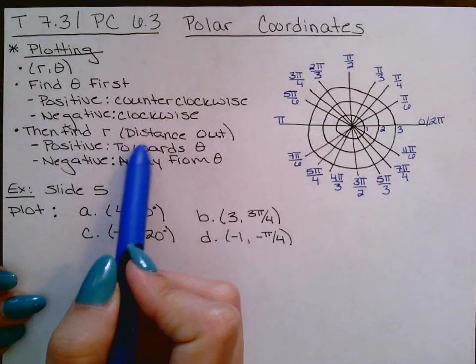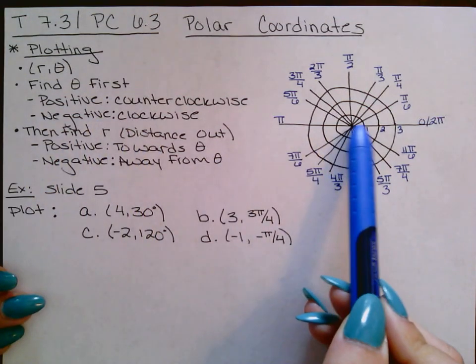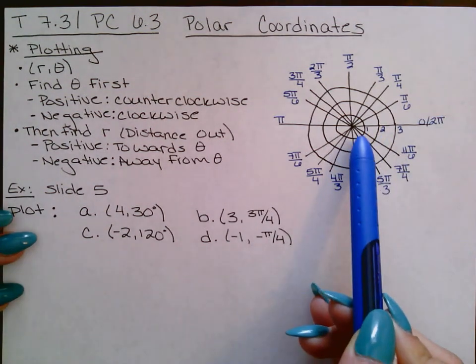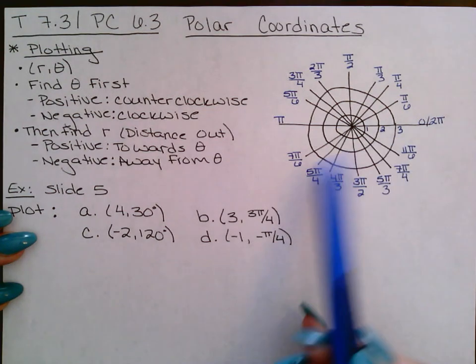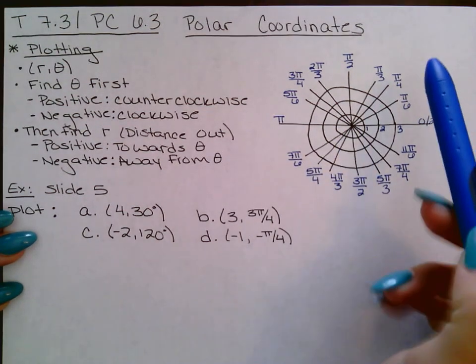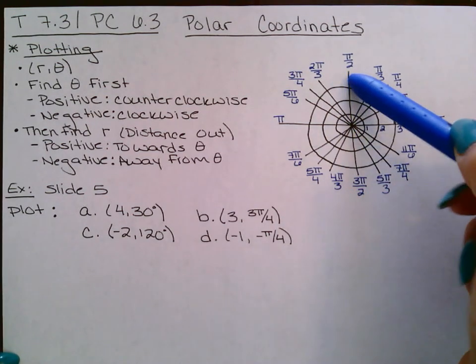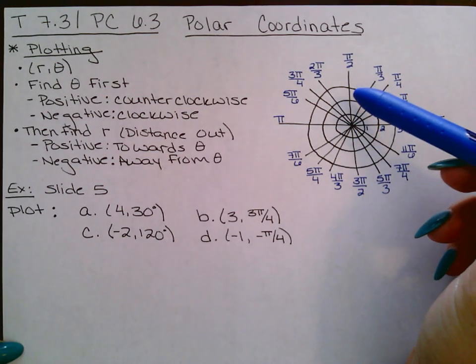R is going to be the distance out, meaning these rings. So notice I put a 1, 2, and 3 here. You can place as many rings as you need to, or you can even count this as 2, 4, 6. Okay? So let's say our theta that was given was pi over 2. Okay? And then I gave you a 3 for your r.